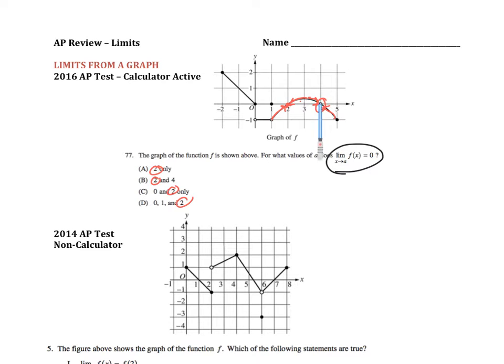It's not asking what is the value of the function at 4. It's saying, does the limit at 4 equal 0? And I'd say, yes, it does. So I feel good about 2 and 4, and I guess that's going to narrow my answer to B.